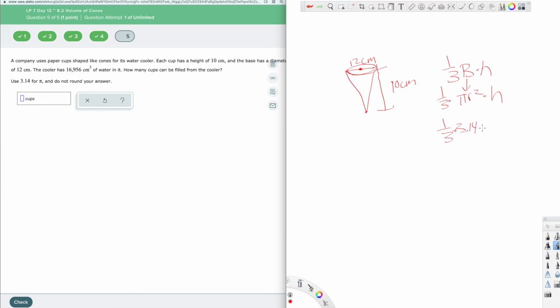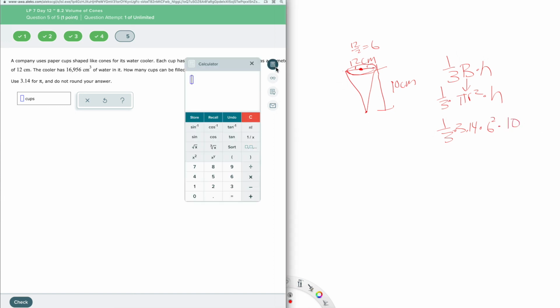3.14 times the radius. Remember, this is radius and this is radius. Radius just means from the center to the side. So if there are 2 radii, and all radii in one circle are equal to each other, they all go from the center to the side and they're equidistant from the side. That's the definition of a circle. So we can just say 12 divided by 2 gets us our radius. So that's going to be 6 squared times the height of the cup, which is 10.